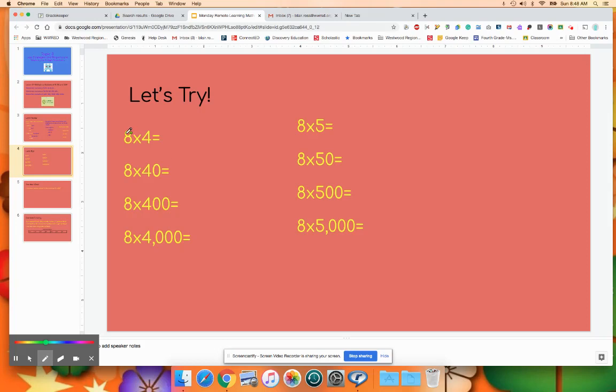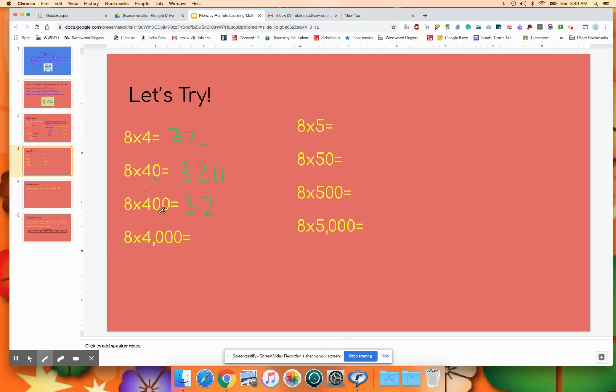So if you think about your basic fact first, 8 times 4 we all know is 32. And then 8 times 40, I'm going to use that trick I talked about before. There's 1 zero in the question, so I'm going to do my basic fact, which is 8 times 4, so 32, and I'm going to add 1 zero. Okay? 8 times 4, my basic fact is 32.